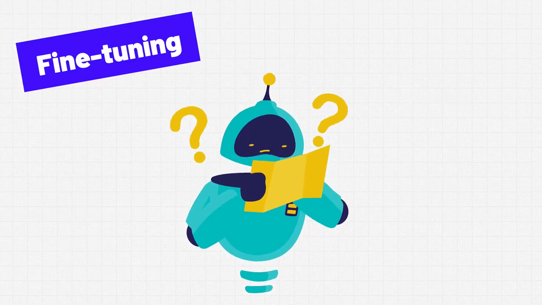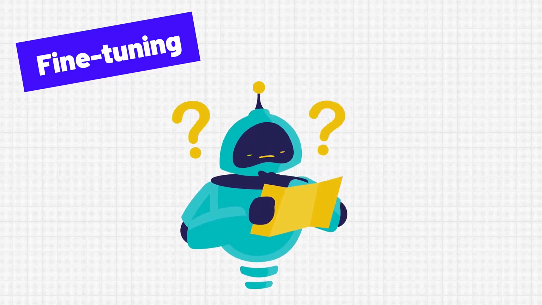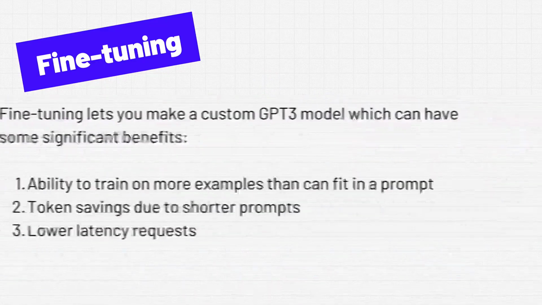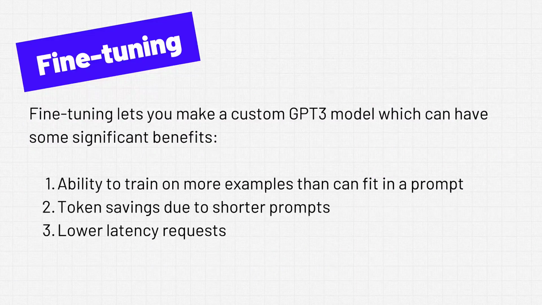In this lesson, we are going to be learning all about how you can fine-tune GPT-3 to create your own custom model. So fine-tuning is a different technique than prompt design, and it's also very valuable. Fine-tuning lets you make your own custom model, which can have some benefits, such as the ability to train on more examples than can fit into a prompt. A prompt has a maximum of 4,000 tokens. So, you can't fit so much in there. If a prompt is too long, you just can't use it.